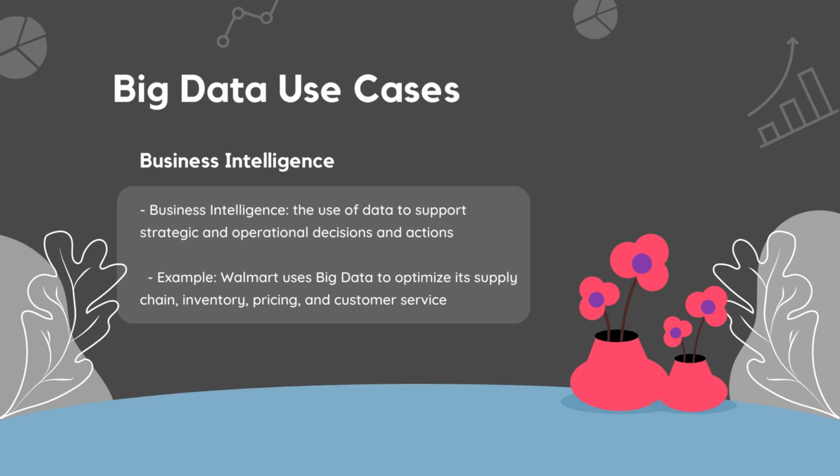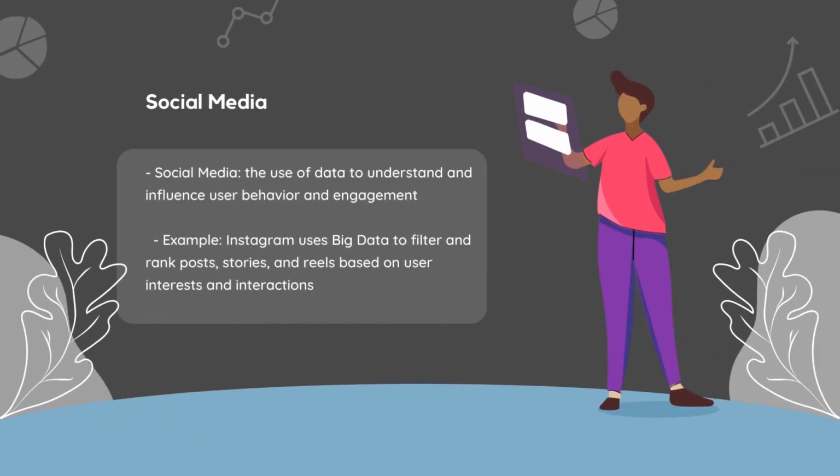Social media. This is the use of data to understand and influence user behavior and engagement. Social media is like a mirror that reflects the interests, opinions, and emotions of users and society. Social media can help users discover and consume content, connect and communicate with others, and express and share their views and feelings.